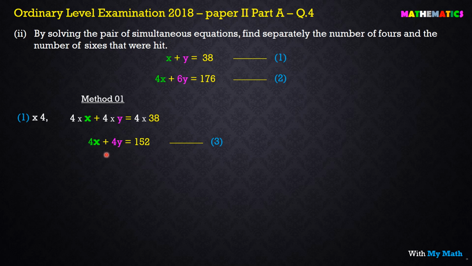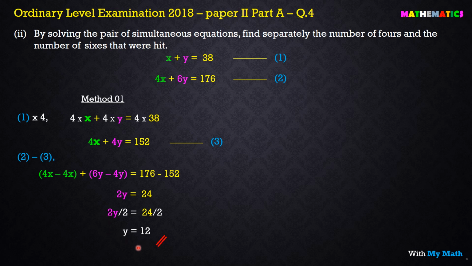So when we are comparing equation 3 with equation 2, you can see 4x here and 4x here. So this is plus 4x, this is also plus 4x. In order to remove these two x terms, what will you do? We have to subtract. 2 minus 3. So I subtract 3 from 2. Then I can reach 4x minus 4x, then 6y minus 4y, and 176 minus 152. You can see here. Then 4x cancels out, and then 2y remains. Then I divided both sides by 2. Then it reached y equals 12. So initially I calculated y.